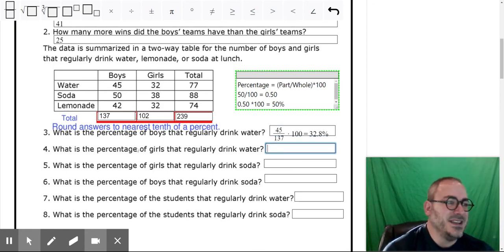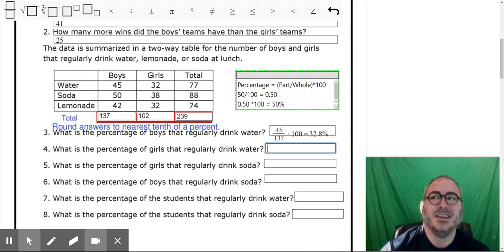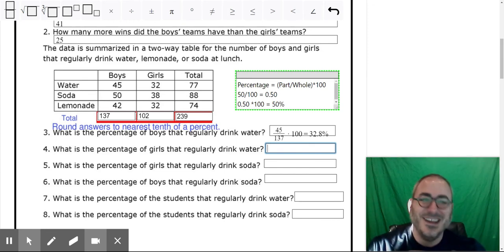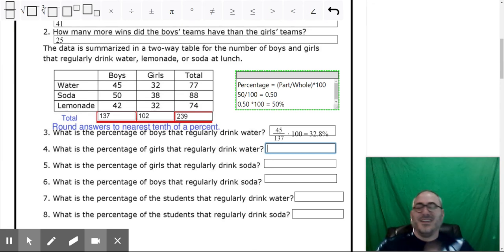All right. So next is, what is the percentage of girls that regularly drink water? So what is my part? Think about this. Maybe you want to pause me and give yourself some thinking time to work out the part and whole on your own. Because if you do this on your own, you're going to learn more. If you just wait for me to tell you, you'll feel like you're learning a lot, but you won't learn quite as much.